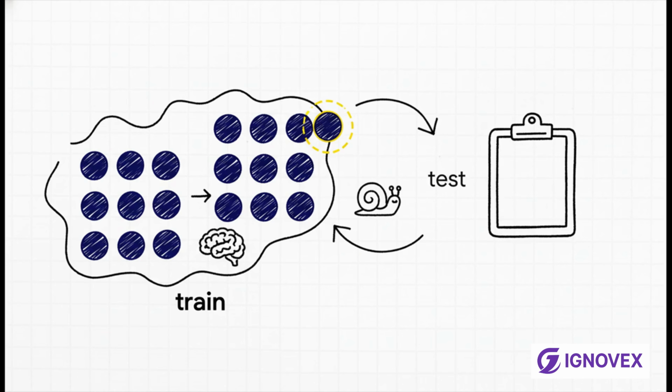First up is leave one out. This is the most extreme, most thorough version of K-fold you can imagine. If you have 100 data points, you train on 99 of them and test on just one. Then you repeat that 100 times. It's incredibly thorough, but all that repetition makes it painfully slow. It's really only practical for very, very small data sets.